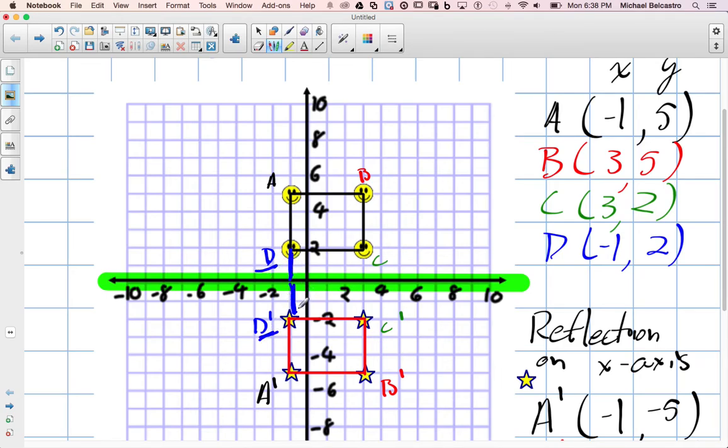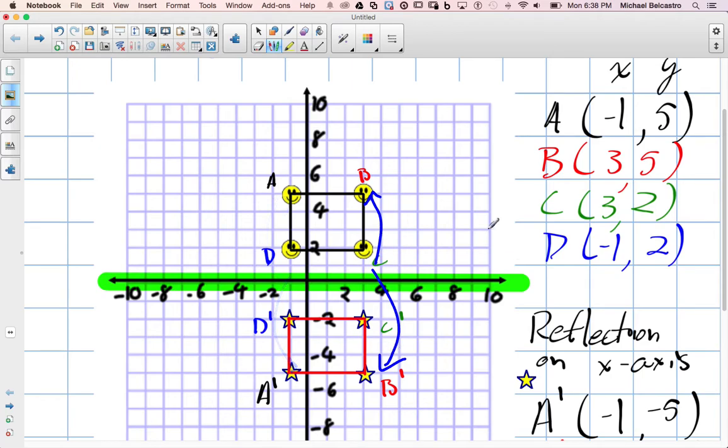So because it was closest to the mirror, it's closest to the mirror on this side. Here's our C. It was 2 units from the mirror, so it's 2 units from the mirror. The A was farther. It was 5 units. And again, the A is farther. It's 5 units. And same with the B. The B was 5 units, so it's 5 units the other way with the B. Okay? Does that make sense?